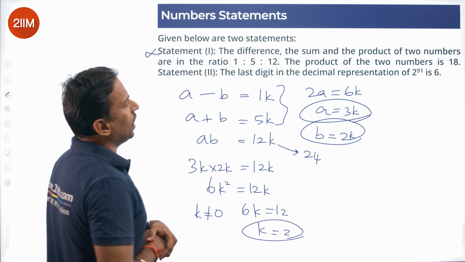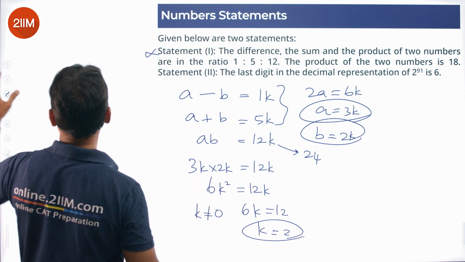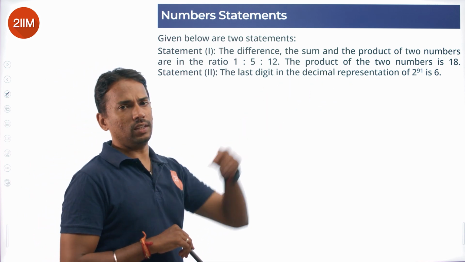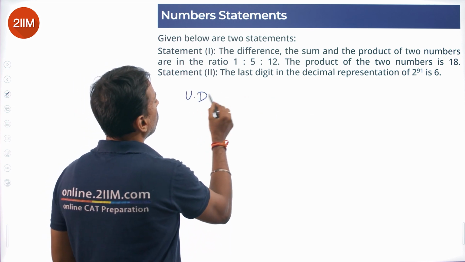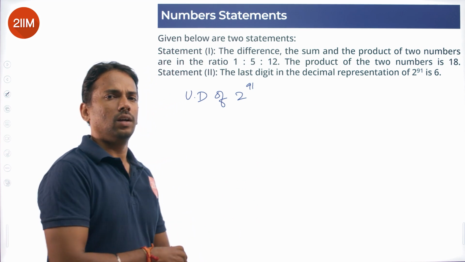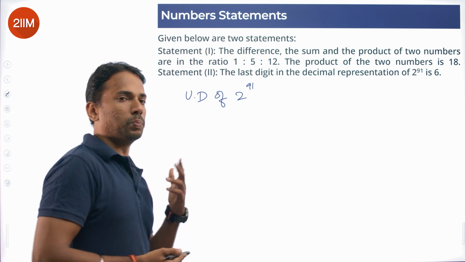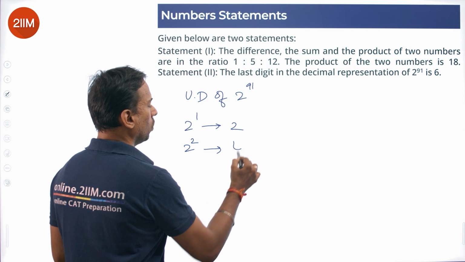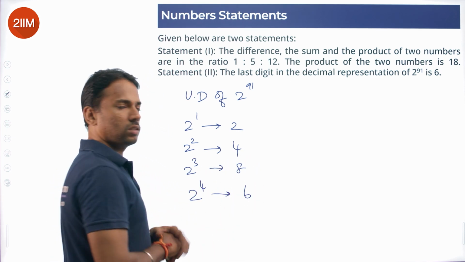Check statement 2. The last digit in the decimal representation of 2 power 91 is 6. We'll go for a new slide. Okay, statement 2 is 2 power 91. The unit digit of 2 power 91. It says it is 6. We'll verify that. Now we need to check the cyclicity of the power of 2. So 2 power 1 will end with 2, 2 square will end with 4, 2 cube will end with 8, 2 power 4 is 16, it will end with a 6.